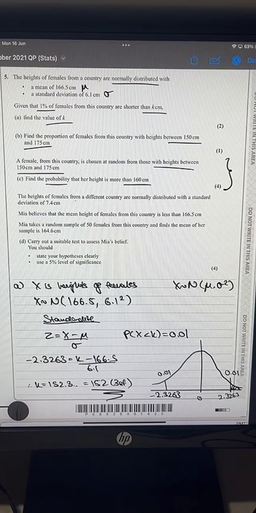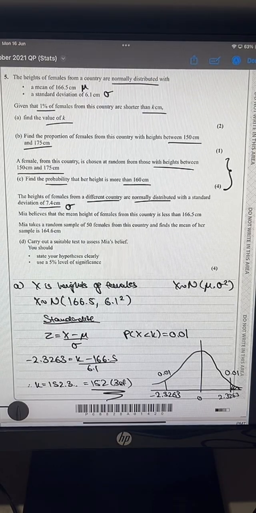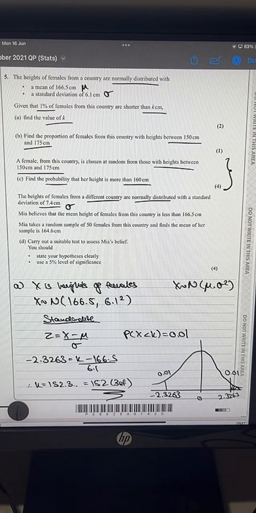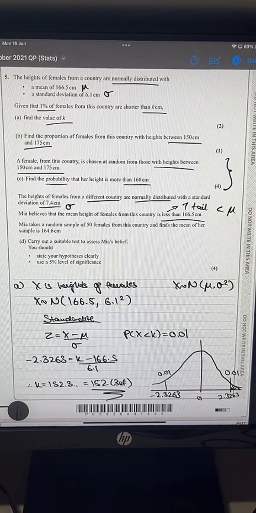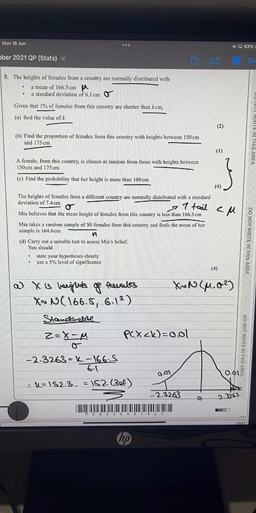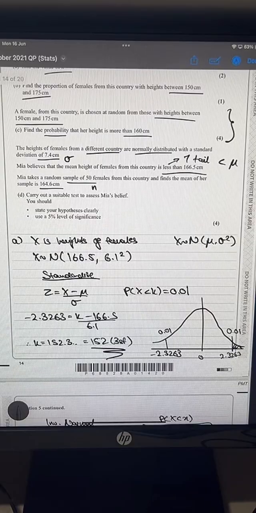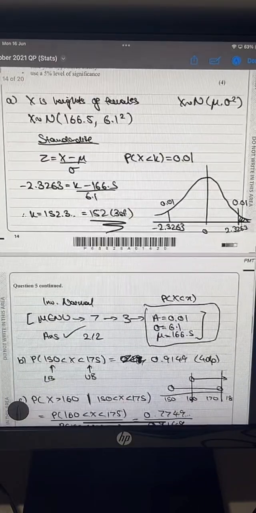So, the heights of females from a different country are normally distributed with a standard deviation of 7.4. Mia believes that the mean height of the females from this country is less than 166.5. So this is a one-tailed test, less than the mean. Mia takes a random sample of 50, which is n. Remember, with hypothesis testing for normal, there's always going to be a sample taken. She finds that the mean of this sample is 164.6. Carry out a test, you should state the hypotheses and use a 5% level of significance.